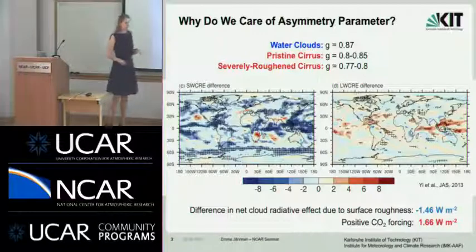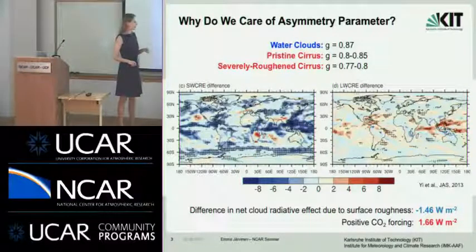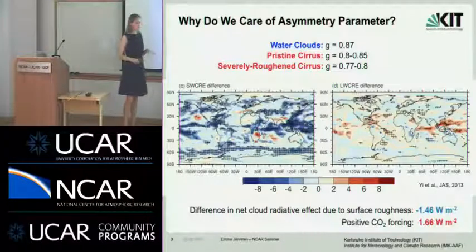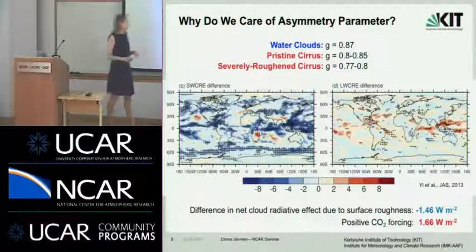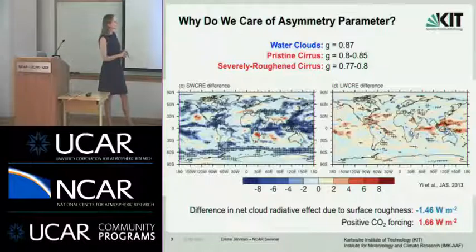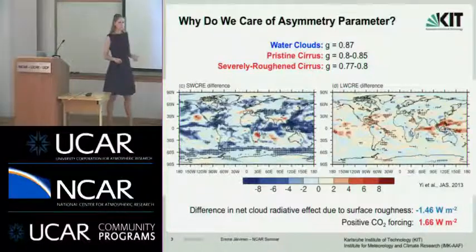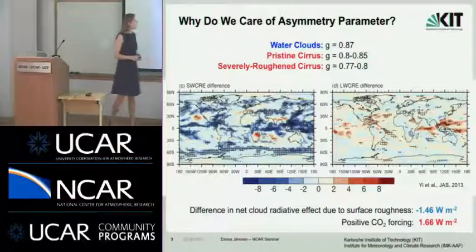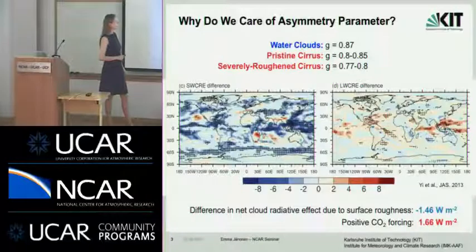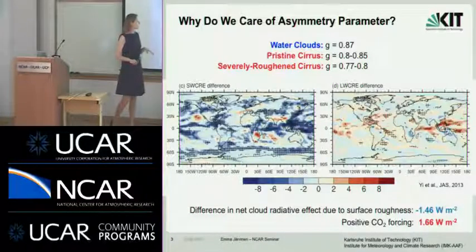And there was a really nice modeling story from Bin Yang's group where they took the CAM5 model and they just changed the ice crystals within this model. So in one run, they used pristine ice crystals with asymmetry parameters above 0.8, and in one run, severely roughened crystals with asymmetry parameters slightly below 0.8.